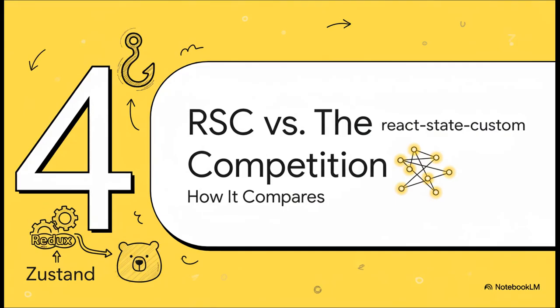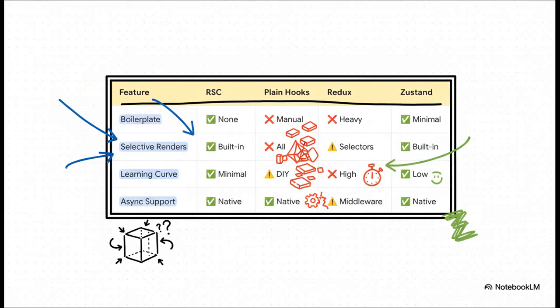Okay, so we know how it works now, but how does it actually stack up against the big names in the game? Let's put RSC head-to-head with giants like Redux and the minimalist favorite, useState. This table gives us a really nice at-a-glance view. You can see RSC really shines with zero boilerplate and those selective re-renders built right in. That puts it in a similar camp to useState in terms of simplicity, but it's a very different beast from the heavy setup of Redux or the performance traps of plain context.